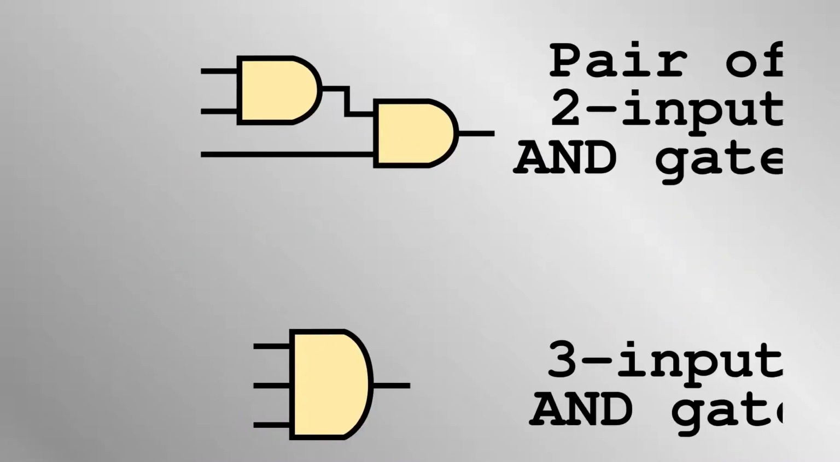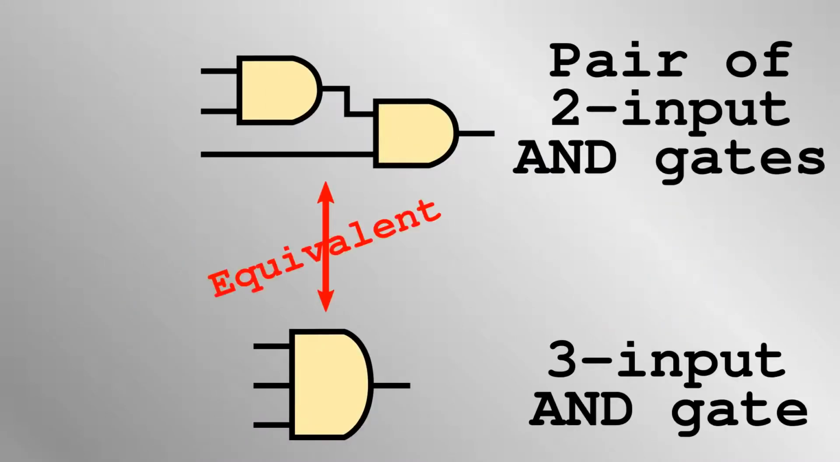There are also gates with 3, 4, or as many inputs as necessary. For example, take two AND gates connected as shown here, and they simply become a 3-input AND gate, and so on and so forth.